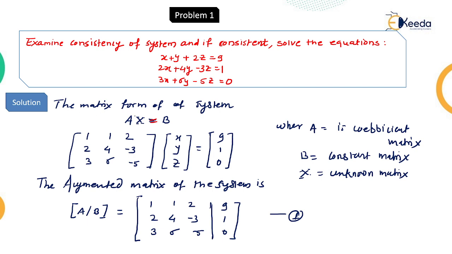After making the form Ax = B, you have to write the augmented matrix. The augmented matrix of a system is a combination of matrix A and matrix B, denoted by A slash B. It is simply the combination of A and B. Now we have to reduce the augmented matrix to echelon form, because for finding the rank you have to reduce the matrix to echelon form.